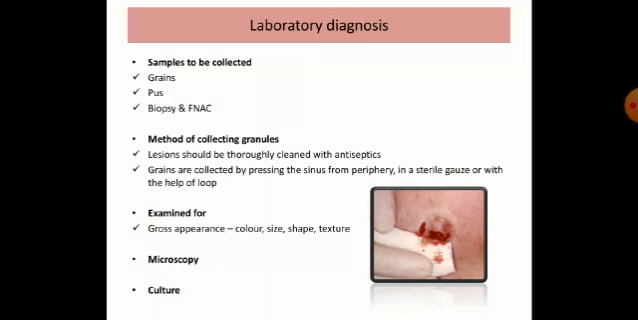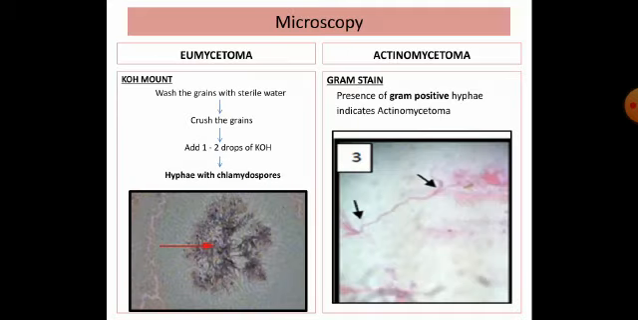Now, the microscopy again differs. If you feel it is eumycetoma, we put it for a KOH examination. Otherwise, if you feel it is a bacteria, we subject it to Gram stain. And culture also varies. We use SDA for the fungi and other bacterial media for different bacteria.